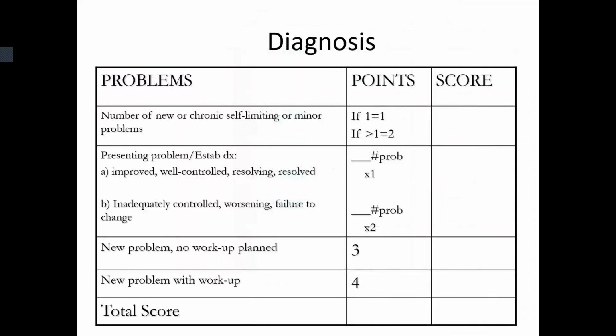In terms of the diagnosis, if it's a new or self-limiting problem, such as a rash or a sore throat, you get 1 point. If you have a number of well-established, well-controlled problems, it's a number of problems times a number of 1. So again, easy to get to 4. If you have a new problem with no planned workup, it's 3. If you have a new problem with a workup, it's 4. Again, very easy to get to level 4.